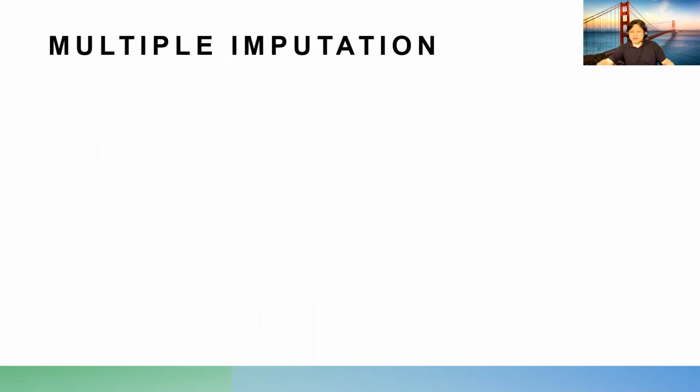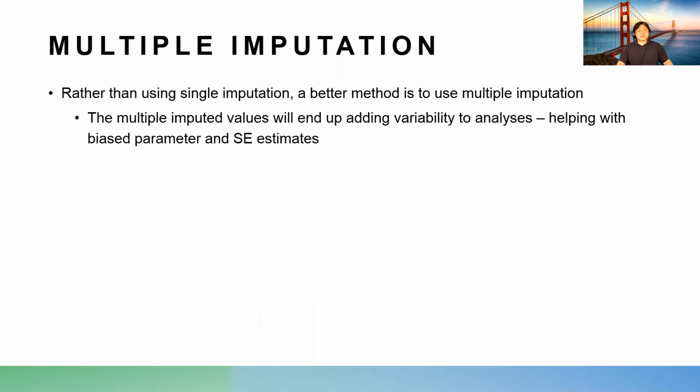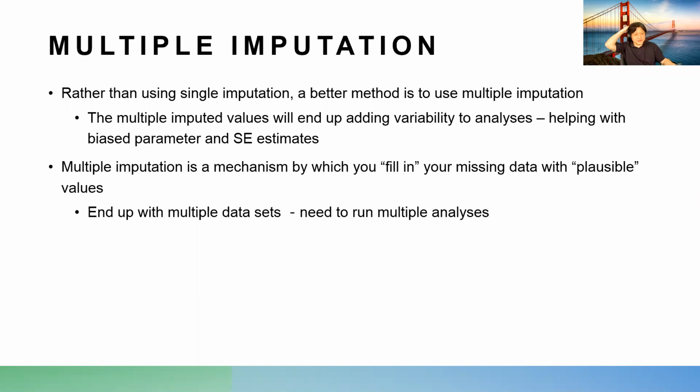Right. Next, multiple imputation. Rather than using a single imputation, the better idea is to use multiple imputation, right? So we make multiple complete data sets with plausible values for the missing values. It will help us get unbiased estimates and also unbiased standard error estimates. Multiple imputation is a mechanism by which you fill in your missing data with plausible values.